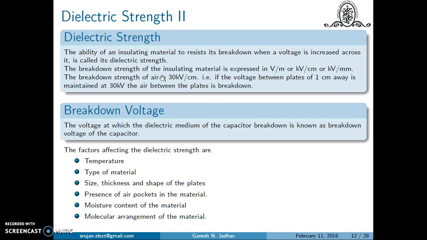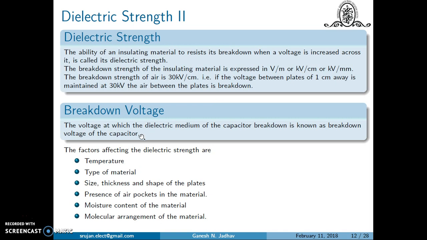The breakdown strength of air is 30 kilovolt per centimeter. What do we mean by 30 kilovolt per centimeter? If we place two electrodes in air at a 1 centimeter distance, and start increasing the potential, at 30 kilovolt we will observe that the air between these two plates gets ionized. Hence, at 1 centimeter distance, if we maintain 30 kilovolt, the air between them breaks down.